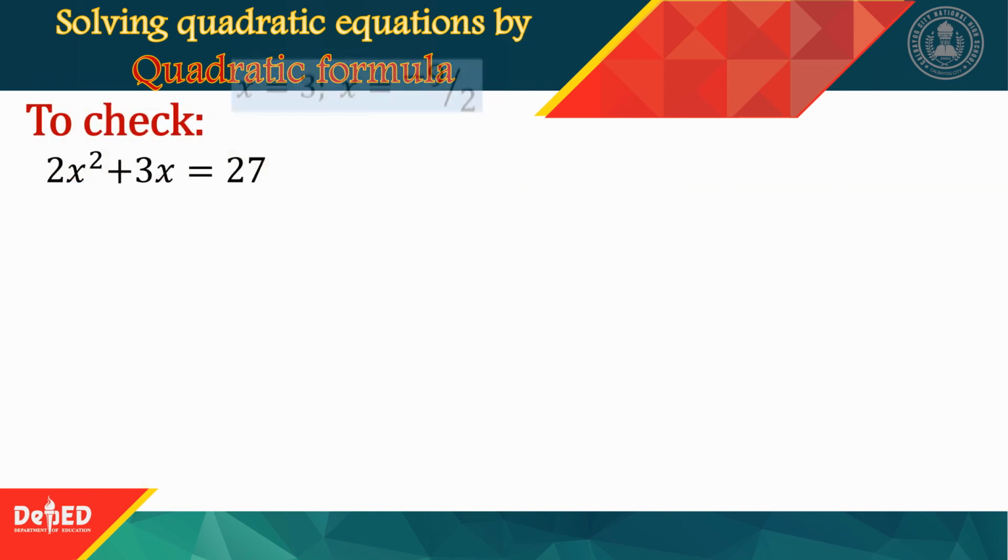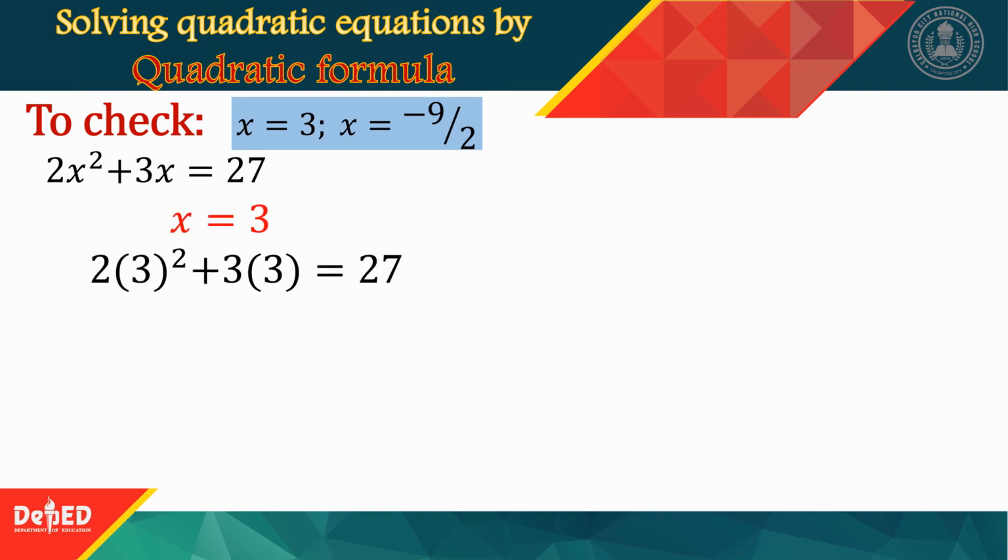So to check the values of x is equal to 3 and x is equal to -9 over 2, we need to substitute these to the original equation, 2x squared plus 3x is equal to 27. So x is equal to 3. So 2 times 3 squared plus 3 times 3 is equal to 27. Then 18 plus 9 is equal to 27. Then we have 27 is equal to 27, correct.